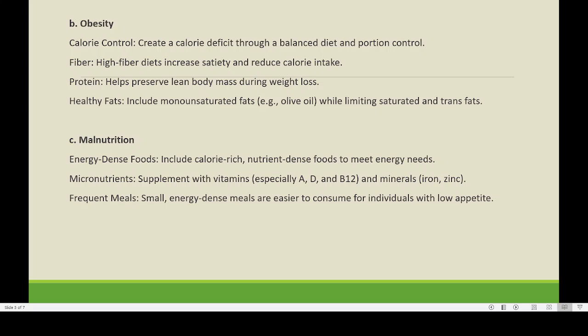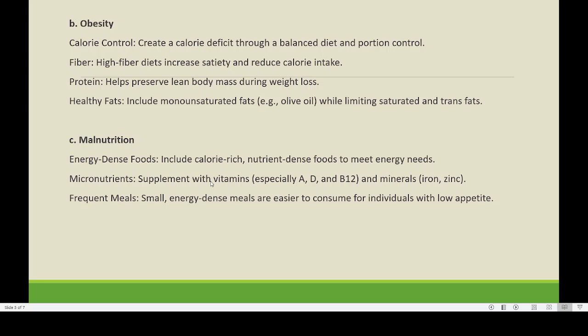Then another situation is malnutrition. In the case of malnutrition, energy dense food. What is malnutrition? Incorrect nutrition. Generally, nutrient deficiency is considered as malnutrition. So for a person who is not getting enough nutrients, they should increase the level of calories, they should increase the level of nutrients in their food to meet their energy requirement.